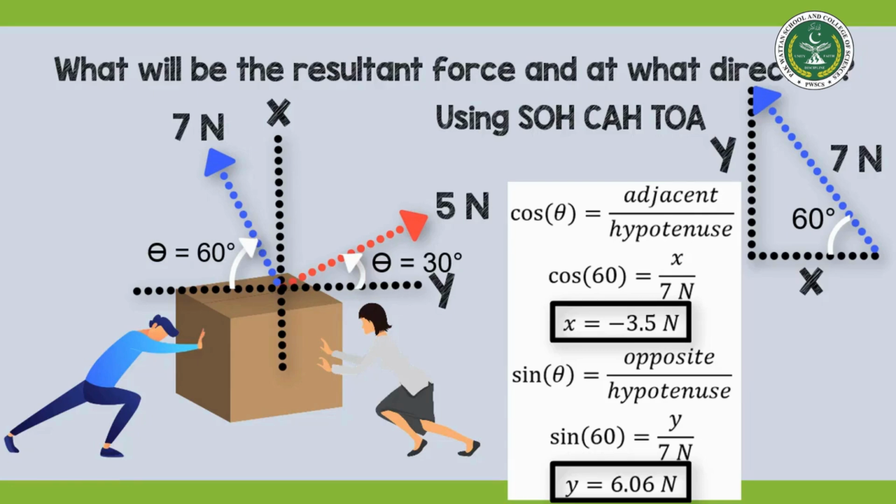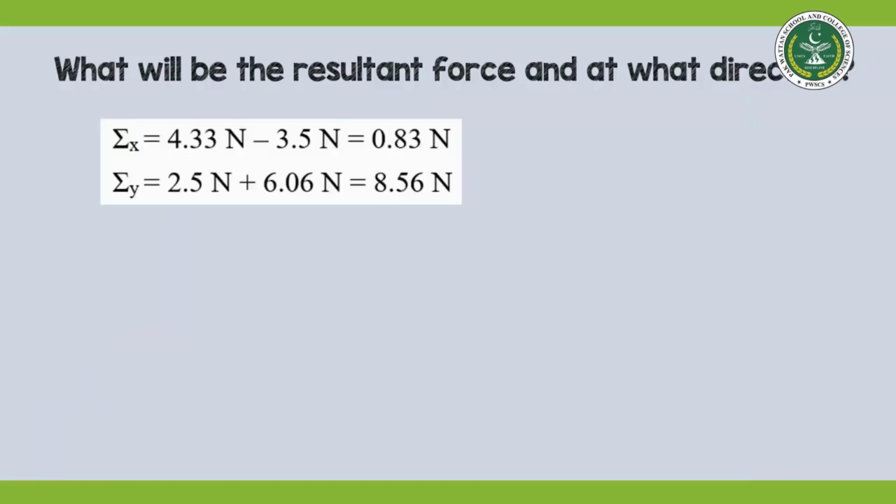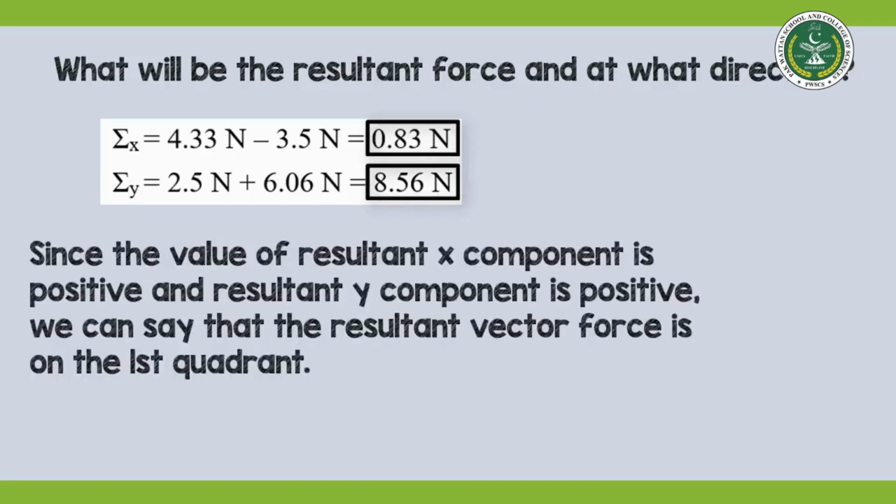Then let's add all the x components and y components. Here we have the summation along x component is equal to 0.83 Newton, and the summation along y component is equal to 8.56 Newton. Since the value of the resultant x component is positive and the resultant y component is positive, we can say that the resultant vector force is on the first quadrant.